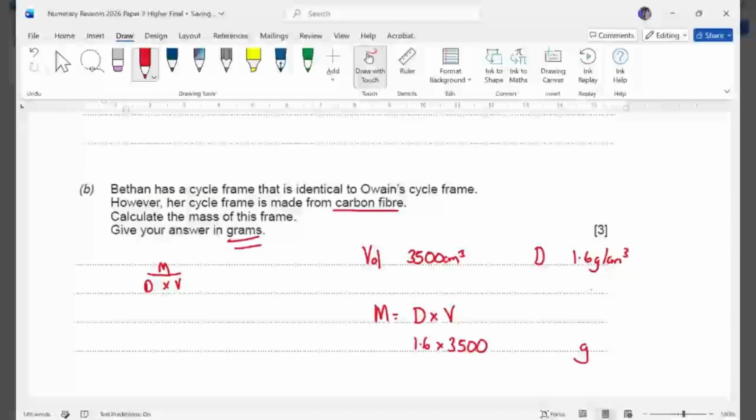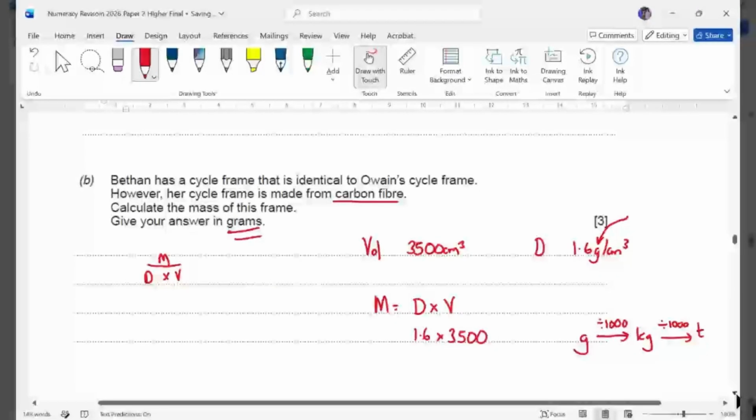However, the reason it's in grams is because the density is in grams per centimetre cubed. If it did say give your answer in kilograms, to change that to kilograms, we'd divide by 1,000. And we mentioned this earlier. If it said give your answer in tons, you divide by 1,000 again. So 1,000 grams in a kilogram, 1,000 kilograms is a ton, as a reminder. But in that question, we wouldn't need to do that.